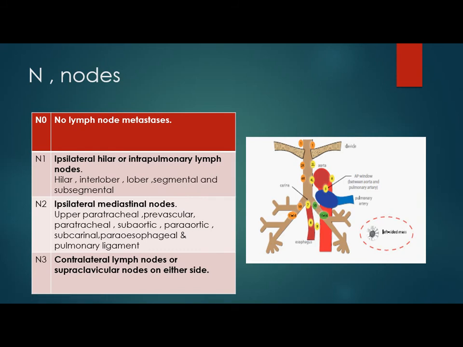N2 is ipsilateral mediastinal; here, ipsilateral mediastinal nodes. This includes the upper paratracheal, prevascular, paratracheal, subaortic, para-aortic, pre-esophageal, and pulmonary ligament nodes. N3 is contralateral lymph node, or supraclavicular lymph node.